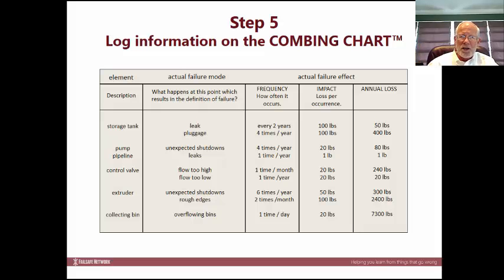Now, I'm not going to go through the whole chart. I don't want to bore you to tears. But just look at that last one, the collecting bin. Does anything happen at the collecting bin that causes a loss of production? Well, yeah, they overflow. Oh, really? How often does it overflow? Well, about once a day. And what is the loss per occurrence? About 20 pounds. Well, once a day, 365 times 20 is going to be 7,300 pounds. And everybody looks at each other, and they see all the numbers on the chart, and they realize, oh my goodness, oh my goodness.